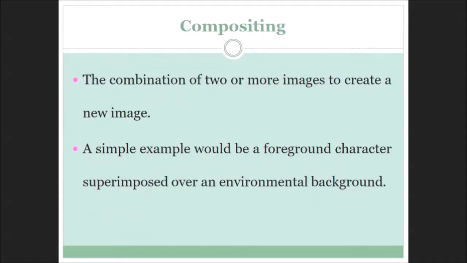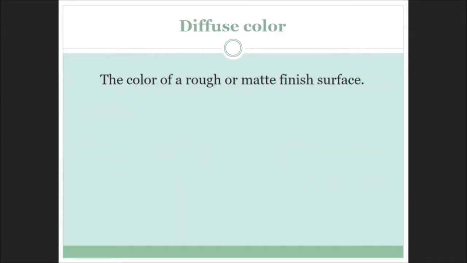Then compositing, the combination of 2 or more images to create a new image. You have various images, you can combine them, and that process is called compositing. So a simple example would be a foreground character superimposed over an environmental background, right? This is simple compositing. Then diffuse color. What is a diffuse color? A color of a rough or matte finish surface. So if you have a rough surface, the color of it is termed diffuse color.